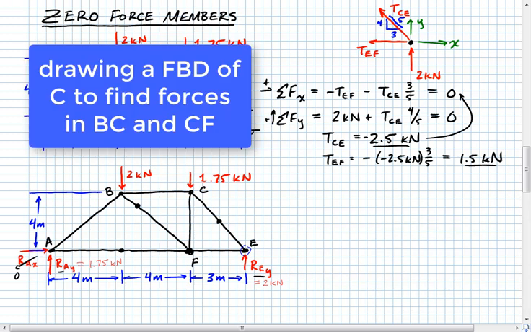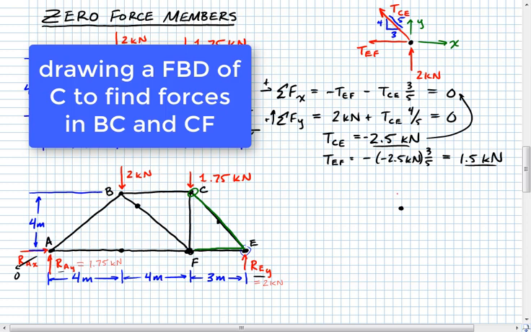So what we've done so far is figure out the force in member CE first, and then from there we found the force in member EF. So now what we're going to do is move on to the joint at C. All right, so drawing the free body diagram of that joint down here, there's C.